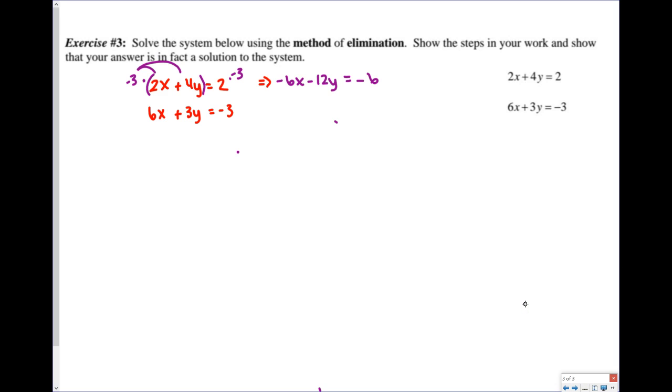Oh, my phone is ringing. Hold on, sorry. Okay, I'm going to rewrite the bottom equation.